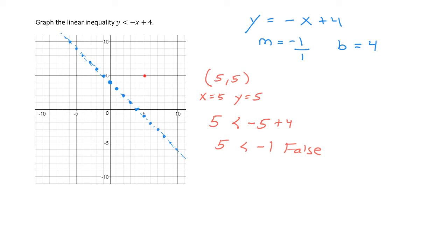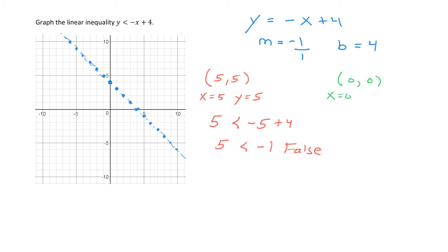So the point that I chose here does not make the inequality true. So I know I don't want to shade this side of the line. It's got to be that all of these points are the ones that make the inequality true. But just to double check this, I'm going to choose, how about the point 0, 0? I want to put this into my inequality and see if it makes this thing a true statement. It definitely should, but just to be careful.